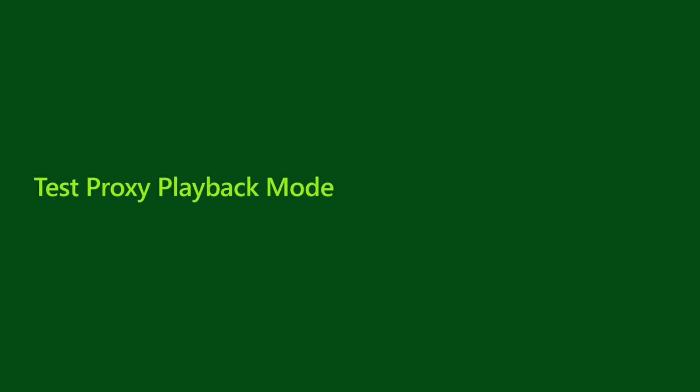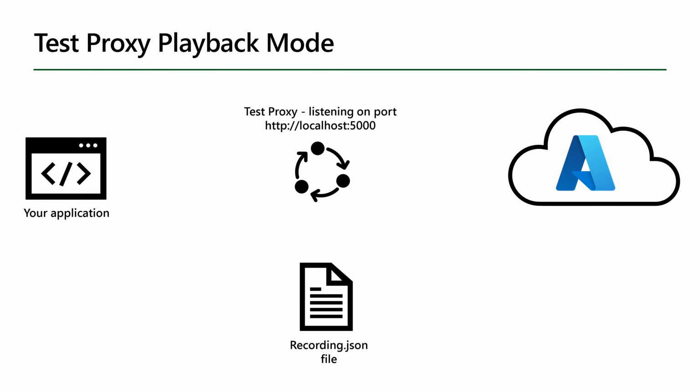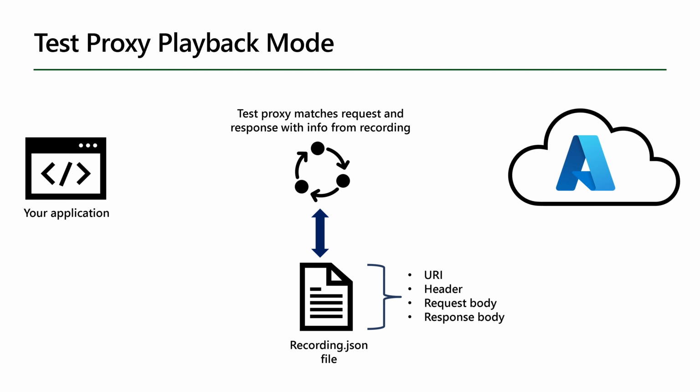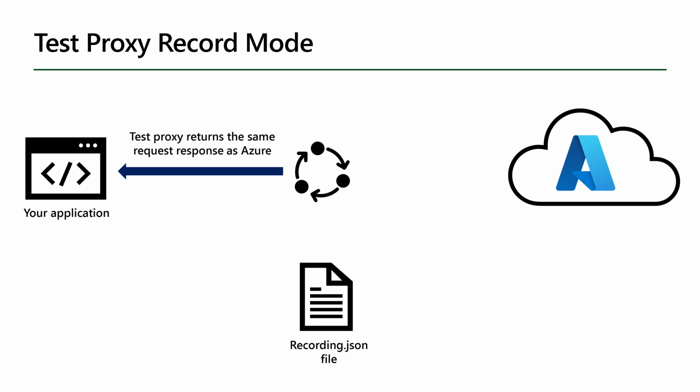Next, I'll describe playback mode. During playback, the test proxy is once again running and bound to a specific port. The client once again makes a request that is routed to the test proxy. This time, the test proxy takes the request and looks for a matching request and response in the recording file. Once it finds a match, it sends the response back to your application as if it was coming from Azure. The live service is never touched.